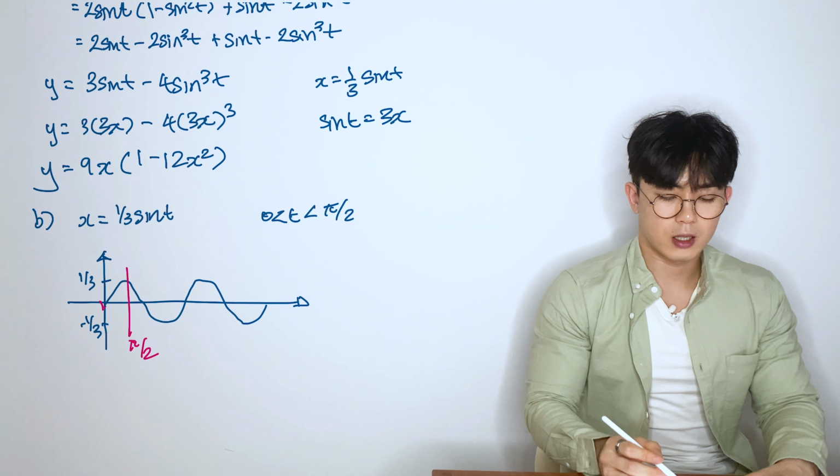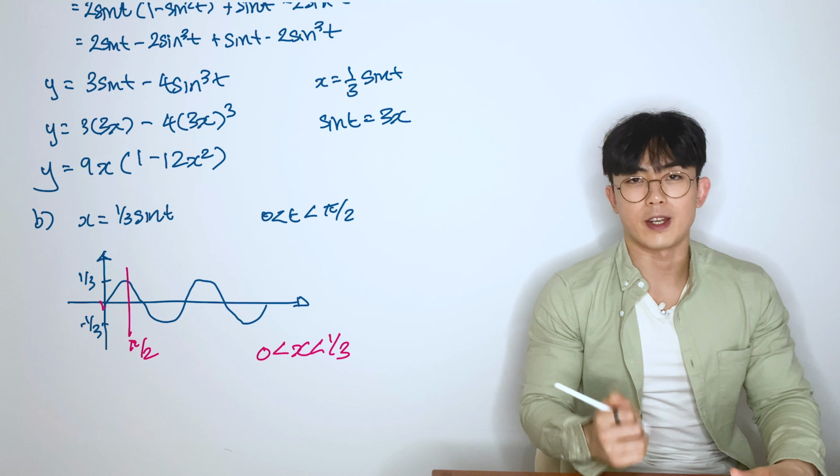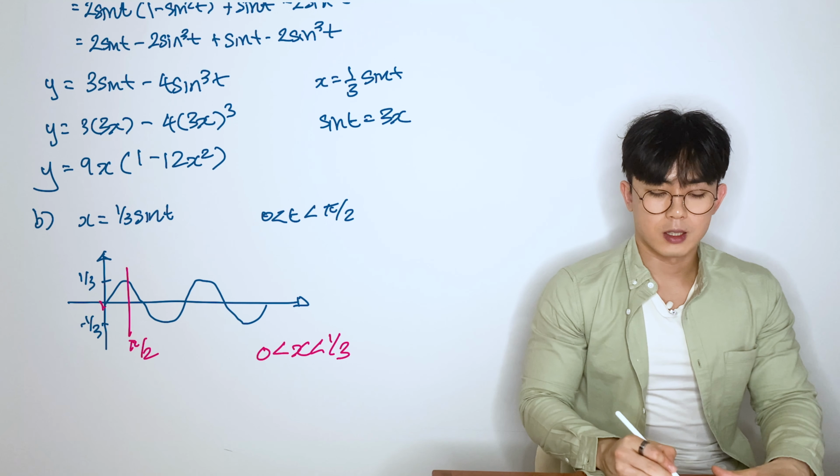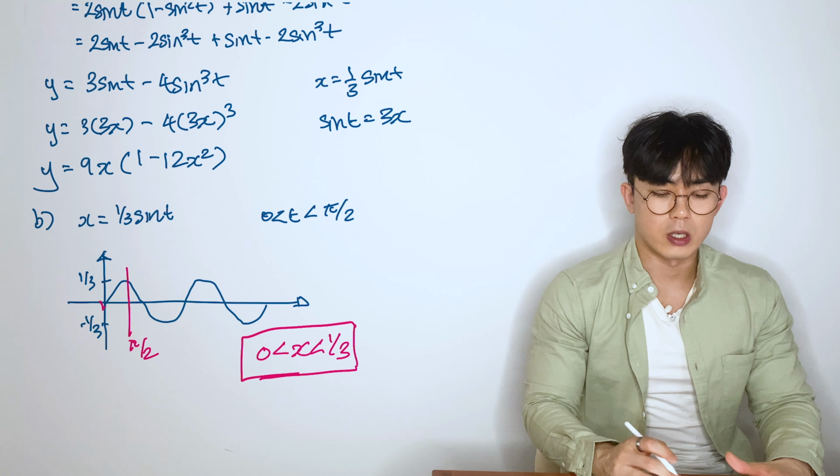So the possible x values will be from 0 to 1/3 only. So it can't be any negative answers. So this here is going to be the domain of our function, or our Cartesian equation.